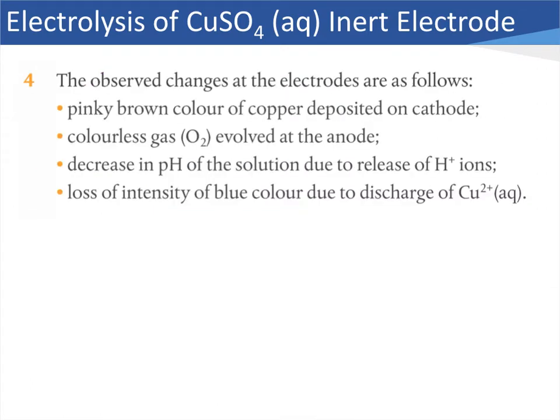What we would observe: a pinky brown color of copper deposited on the cathode. Brown, I've never really seen it be pink, I've seen it be more brownish black. A colorless gas evolved at the anode, that would be oxygen. A decrease in pH of the solution due to the release of H plus ions. And the loss of intensity of the blue color due to a discharge of copper ions.